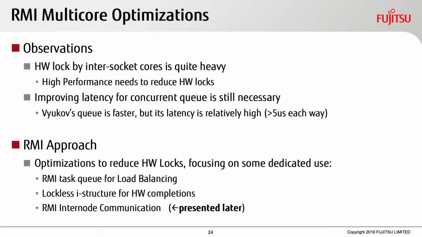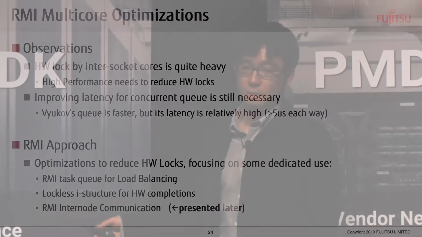In order to shorten the latency of concurrent queues, we developed the RMI task queue. The RMI task queue stopped using MPSC, the multi-producer single-consumer model, and uses SPSC, single-producer single-consumer. There is a single writer to the queue, so we can eliminate hardware locks from the queue.